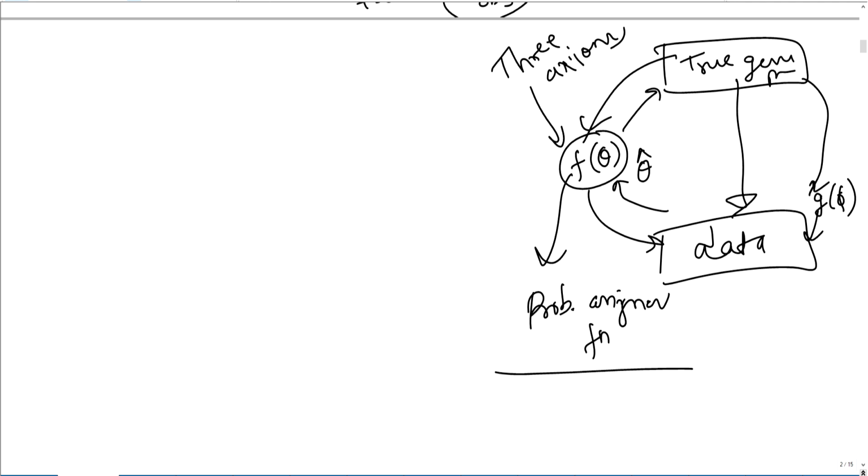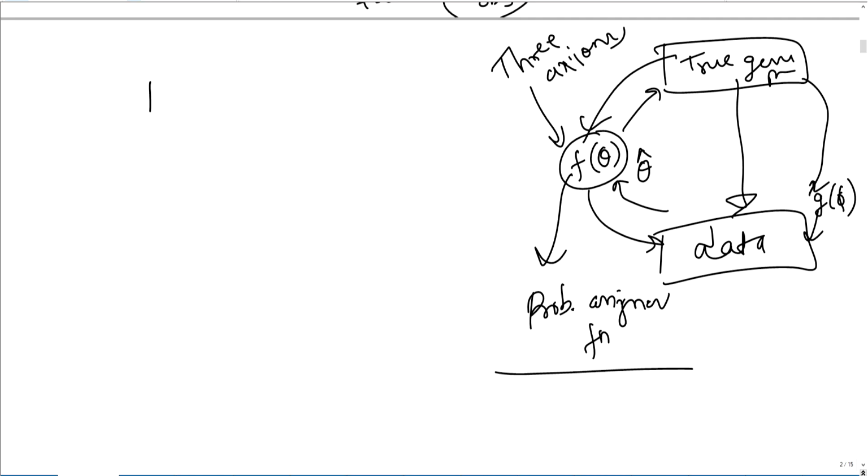This is a very critical process. It is very important for inference, because if you make wrong assumptions or unreasonable assumptions, then you are going to make wrong inference as well. So, it is very critical that we make reasonable assumptions about the true generative process. When our assumptions are wrong, things can go wrong.